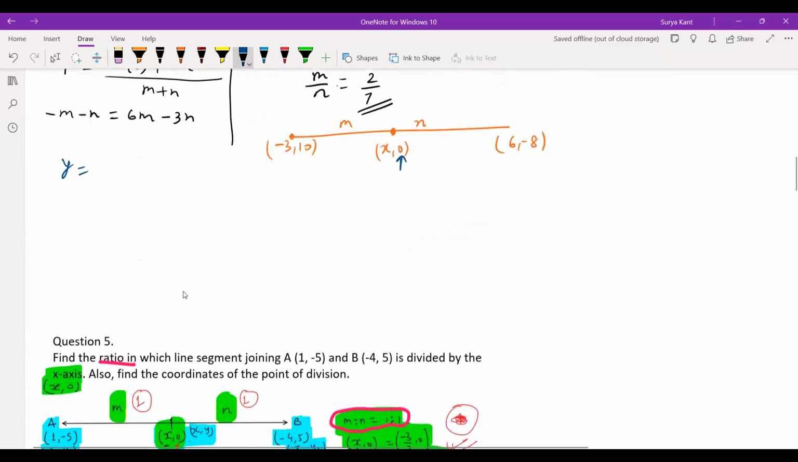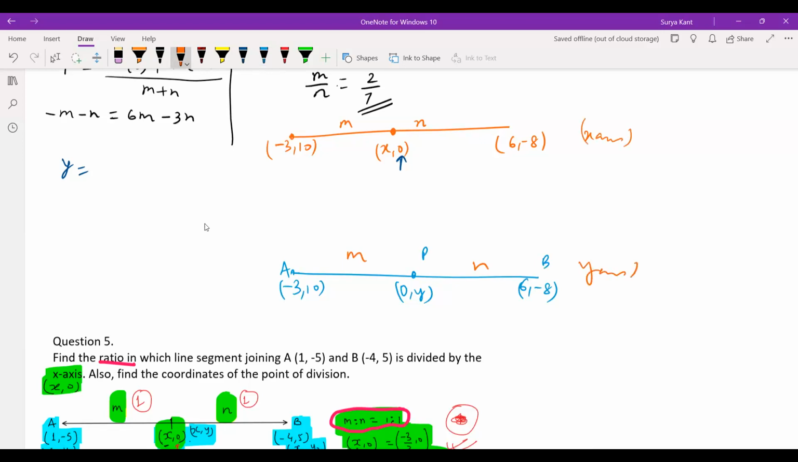And the same question, if this is the x-axis, now the y-axis. After this, I'll tell you the y-axis. So a line will be given to you with -3, 10, and this point is 0, y, and here is 6 comma -8. Then what should you do? This is A, B, and P. So what is the M-N ratio here, with the x-axis and the y-axis? Find the ratio of M is to N.